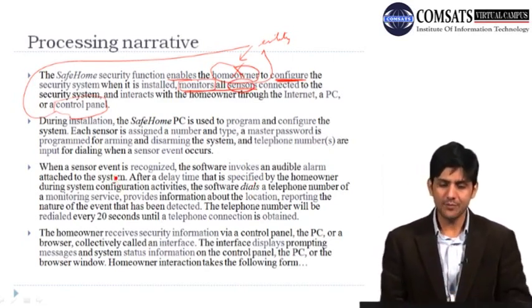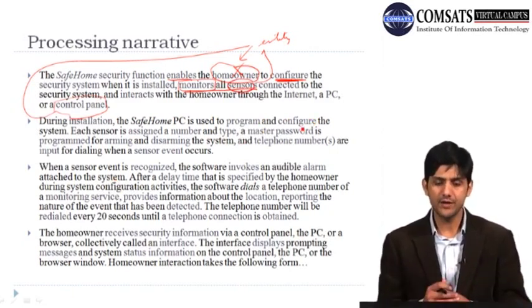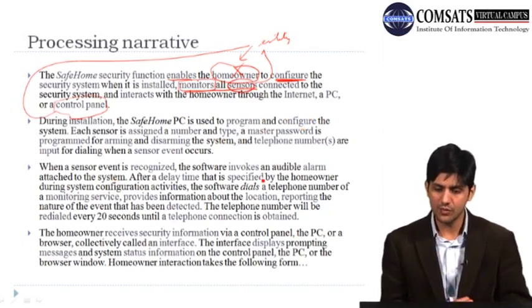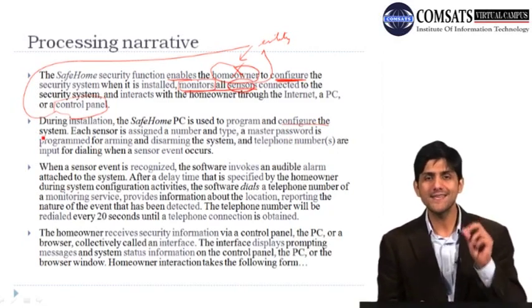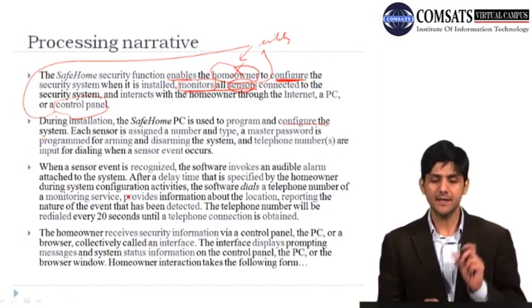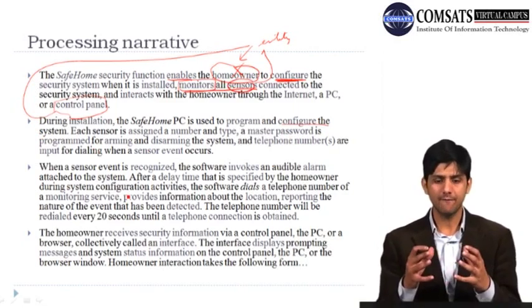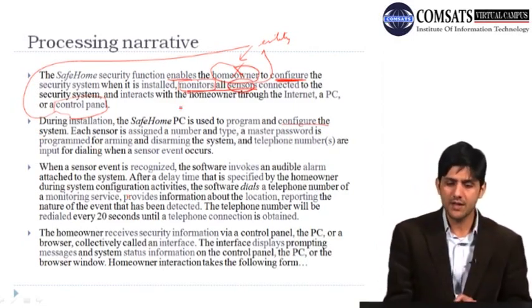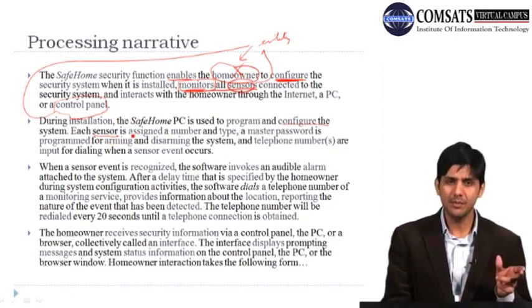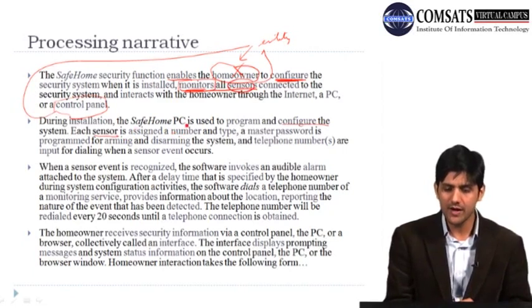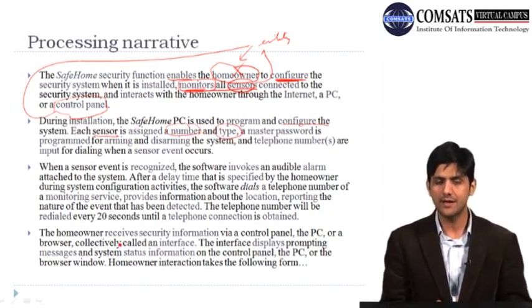So during installation, the SafeHome PC is used to program and configure the system. Initially, the system is configured using the SafeHome PC, and we've already identified that configuration data is one kind of input. Each sensor is assigned a number and a type. So we know that our process, which said monitor all sensors, when it is monitoring a sensor, is also going to get information from the sensor about the sensor number and the type of that sensor. So we identified some other data, which is number and type.